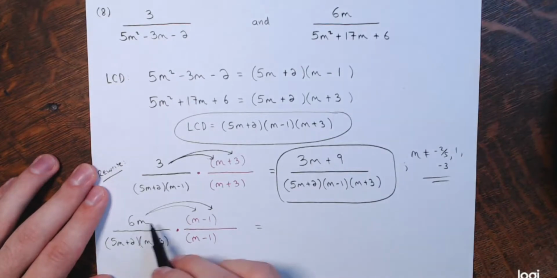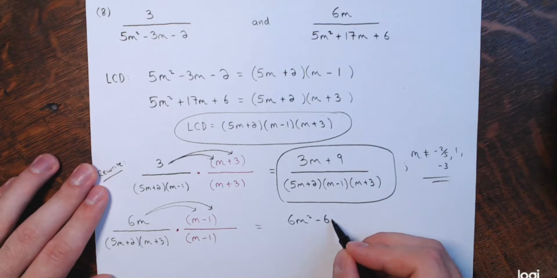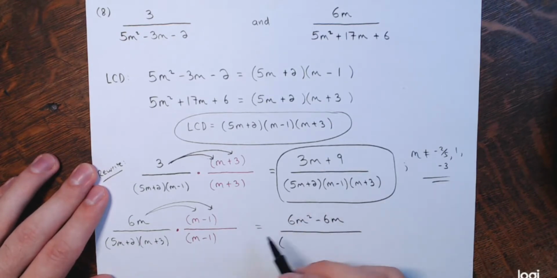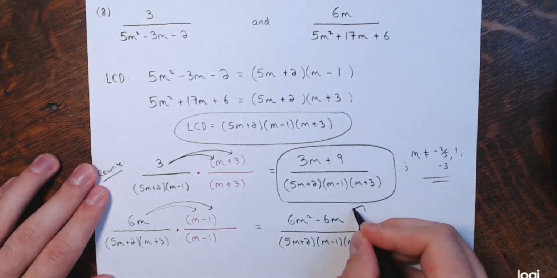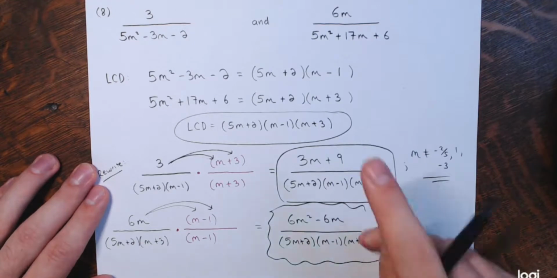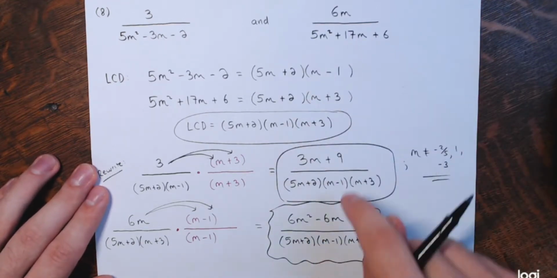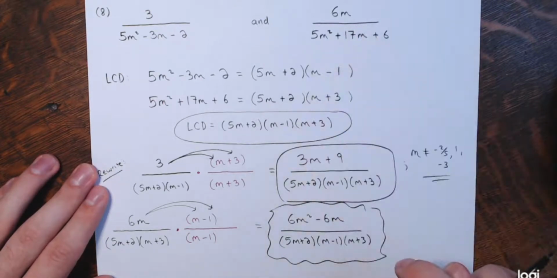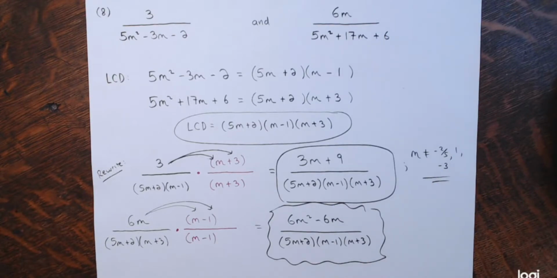out. So that'd be 6m squared minus 6m in the numerator, and the denominator is now the LCD. And I'll write these factors in the same order I've been writing them. So you have a factor of 5m plus 2 times a factor of m minus 1 times a factor of m plus 3. And there's the second fraction written as a fraction that's equivalent to it. They have the same value for any choice of m except negative 2/5, 1, or negative 3, but for everything else they're the same.